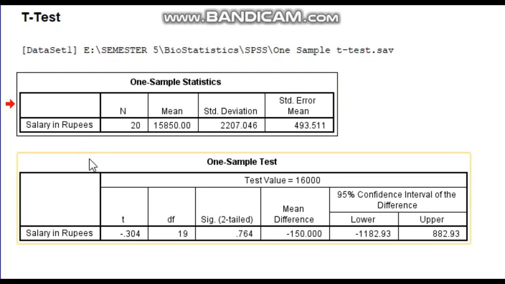Moving on to the inferential table, we have the t-score, the degrees of freedom, which is n minus 1, or the total number of entries minus 1, which makes it 19. Then we have the p-value, or the probability value, which is supposed to correspond with t at this degree of freedom. Then we have the mean difference and the range for the confidence interval.